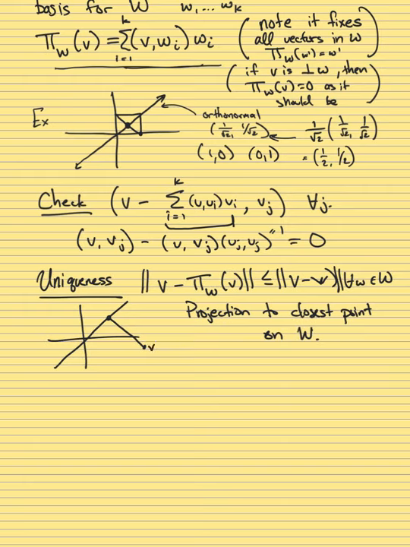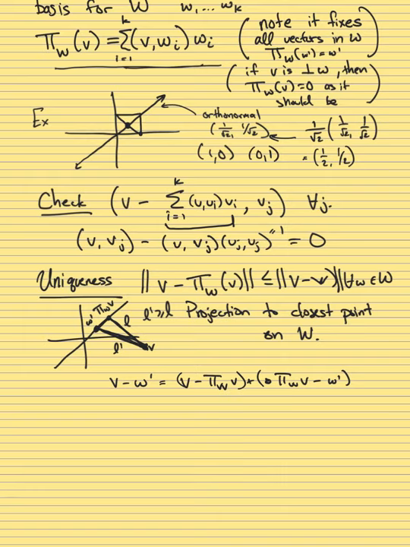Okay? So let me take v and pi_W of v. Here's some other w prime. We want to show that this length L prime is bigger than this length L. Well, now we can write v minus w prime as v minus the projection plus the projection minus w prime. I'm just writing this vector that we're interested in as this vector plus this vector.